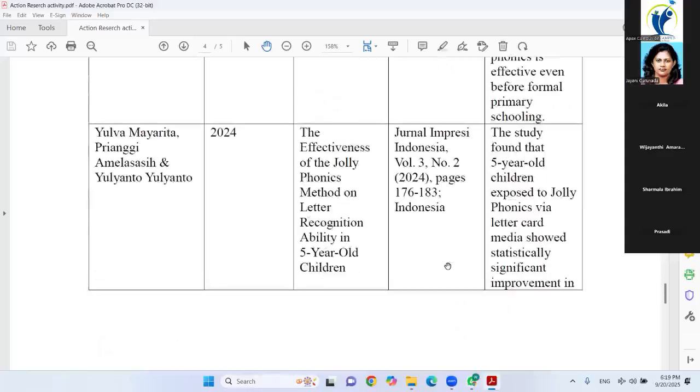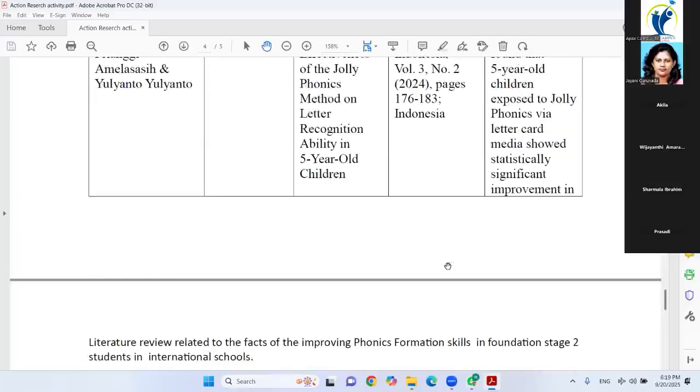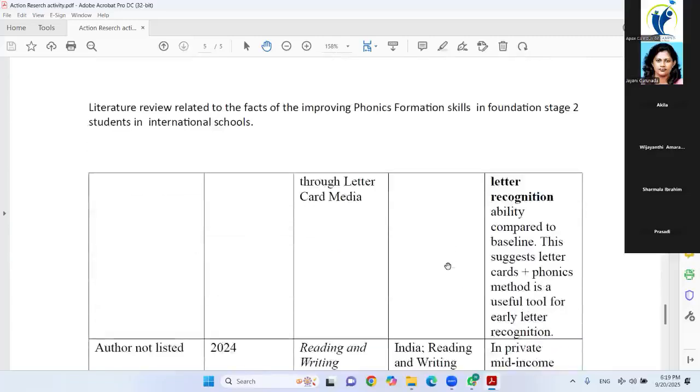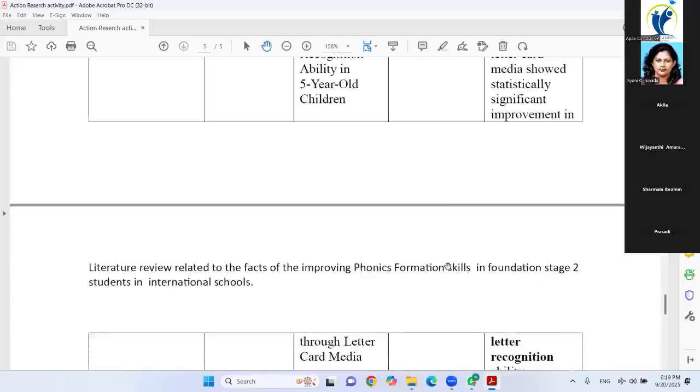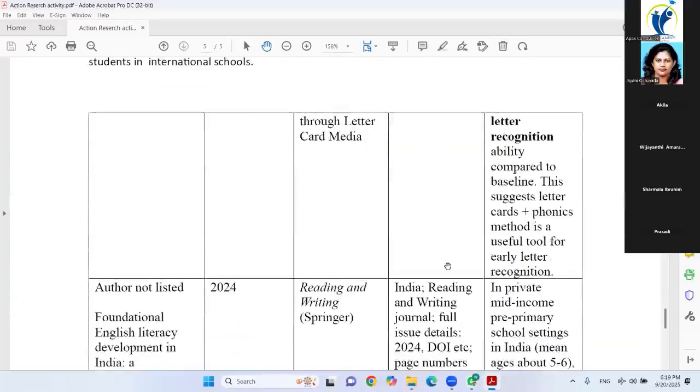Next one: the study found that 5-year-old children exposed to Jolly Phonics via letter cards and media showed statistically significant improvement in letter recognition ability compared to baseline. This suggests that letter cards plus the phonics method is a useful tool for early letter recognition.